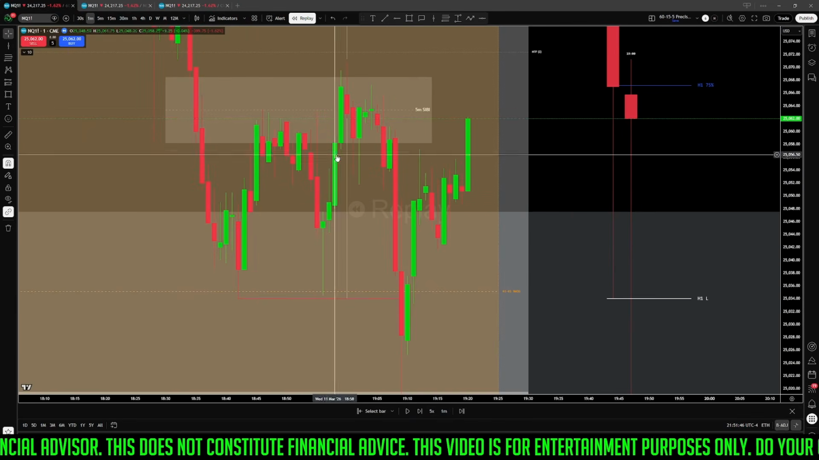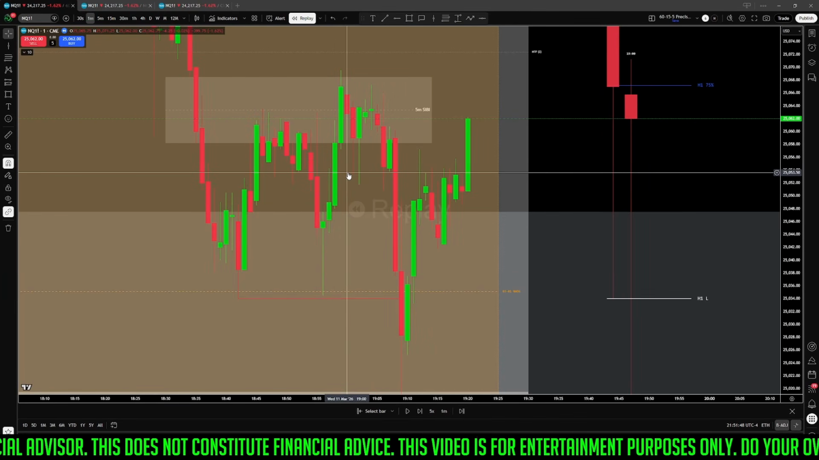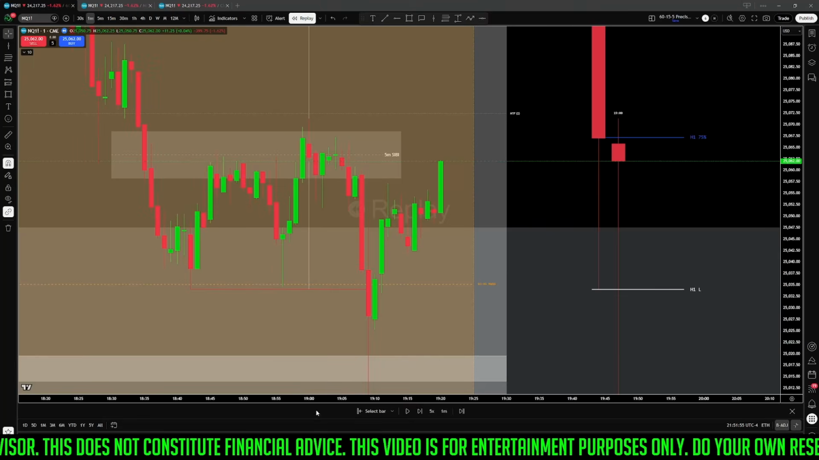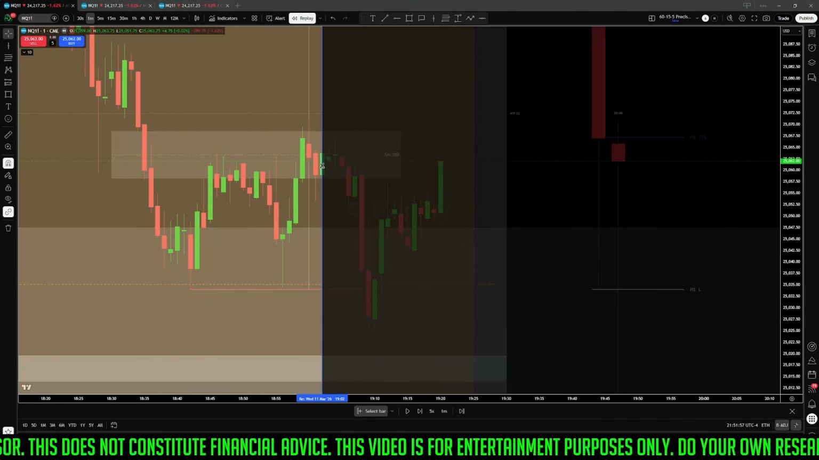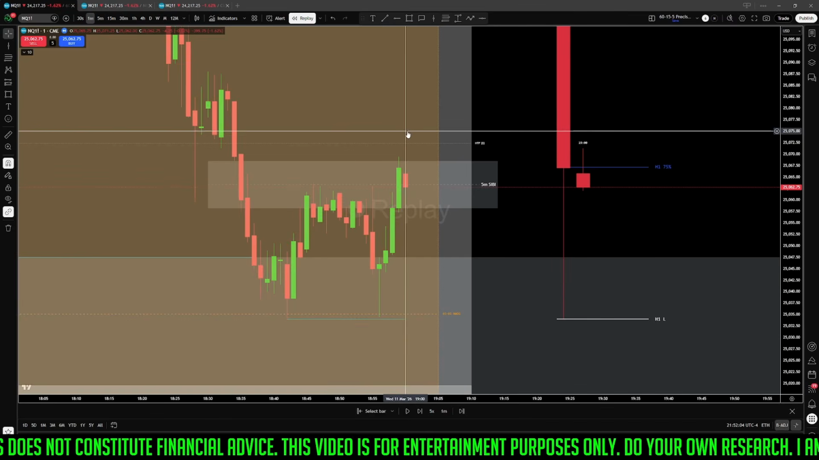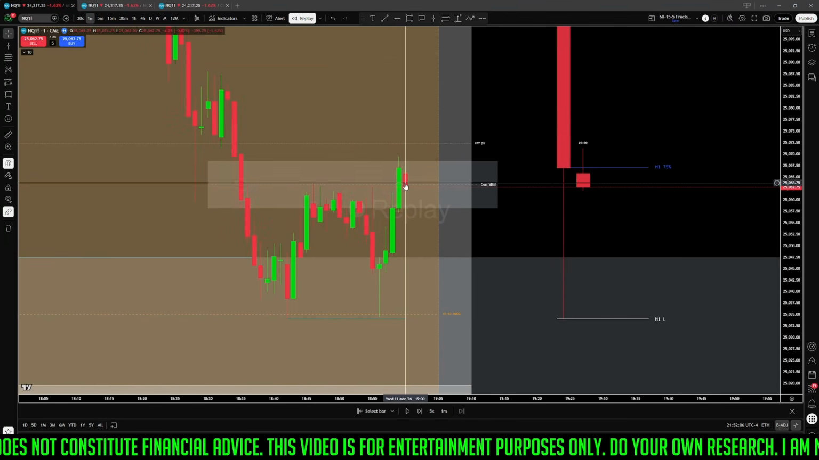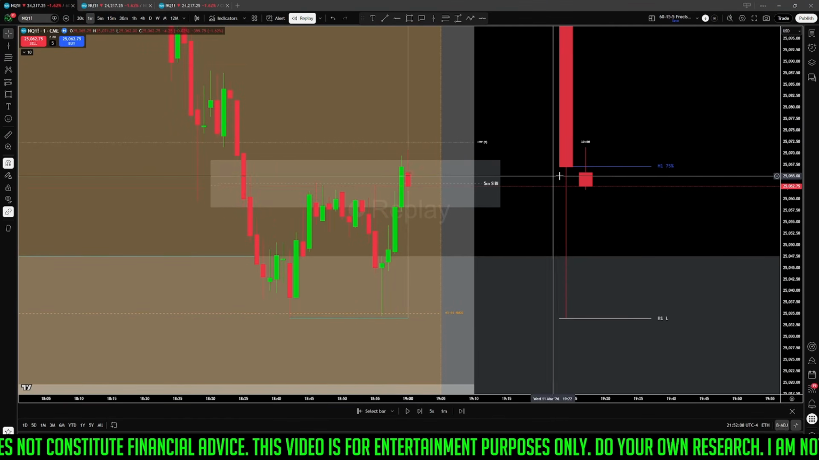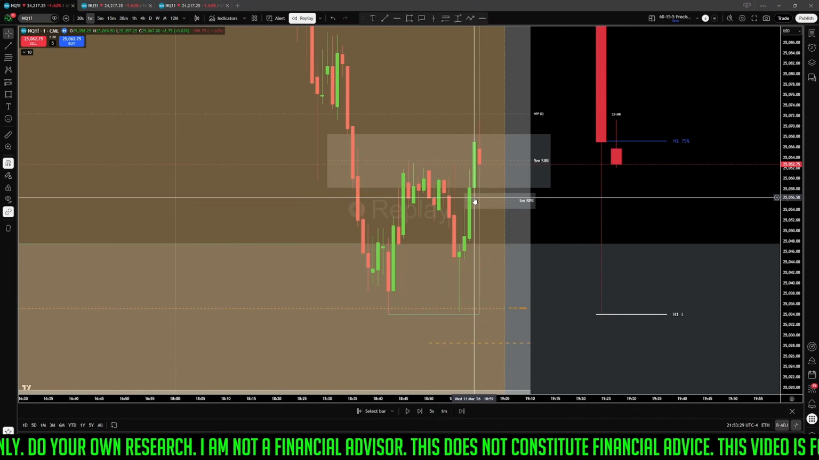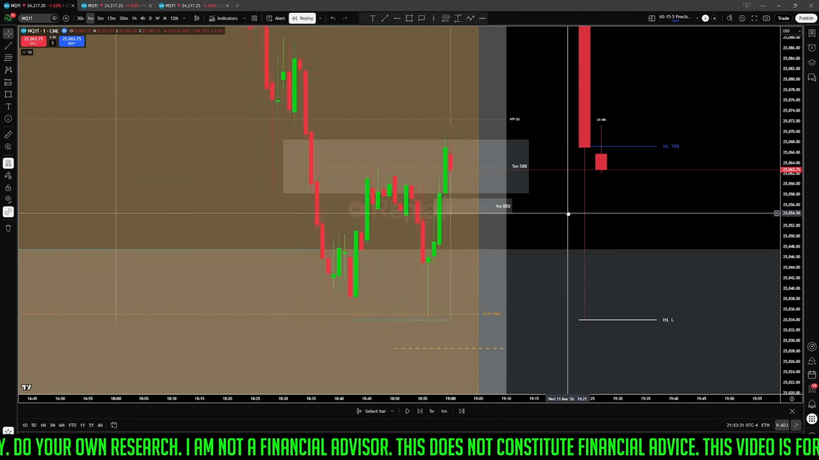1 hour power of 3 started at 7 o'clock because that's when the new candle opens up. So if I come over here, select this bar, see how we just opened up at 7. 7 is delineated by this vertical white line. So 7 o'clock opened up here. We have a fair value gap on the 5-minute. I took this trade on the 1 minute, which is what we're on right now.